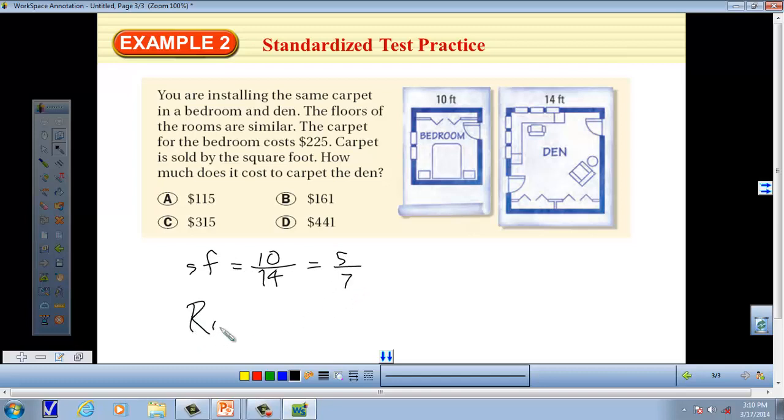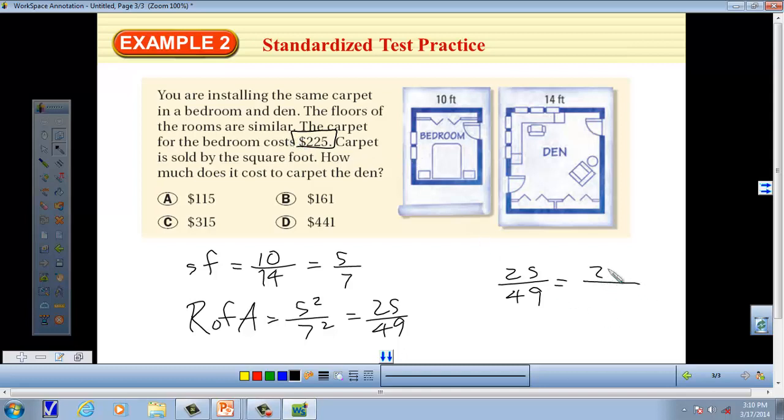The ratio of the areas will end up being 5 squared over 7 squared, or 25 to 49. Now we can use this information of the ratio of the areas along with this 225 here, because the costs should also be proportional. So if I write 25 over 49, the bedroom cost is the smaller one, so that would be 225, and we'd put x for the one that we don't know, which is the cost for the den.